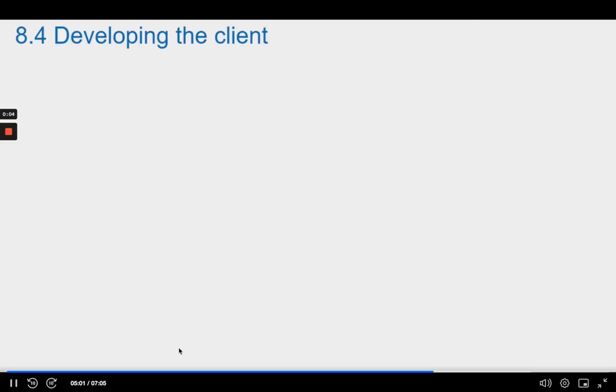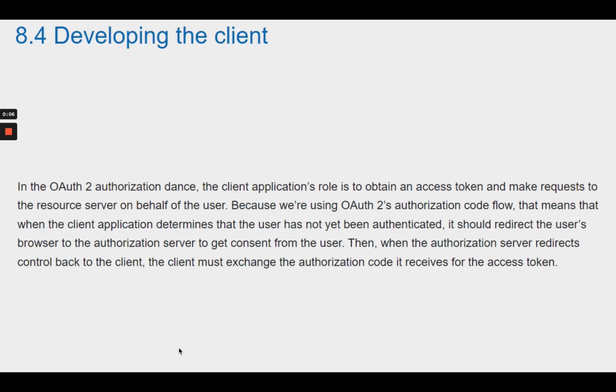Section 8.4, Developing the Client. In the OAuth 2 authorization dance, the client application's role is to obtain an access token and make requests to the resource server on behalf of the user.